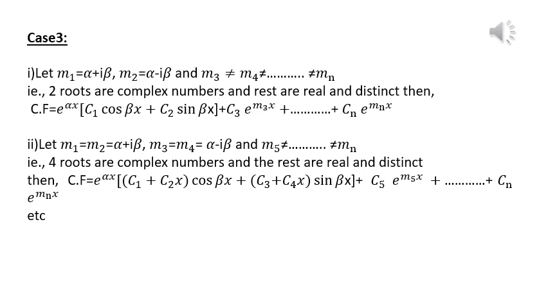Then outside the square bracket, write e to the power alpha x, plus C5 e to the power m5x plus C6 e to the power m6x plus dot dot dot plus Cn e to the power mnx. So where all these C's, what are they? C1, C2, C3, etc., Cn are arbitrary constants. So like this, the rule can be extended.